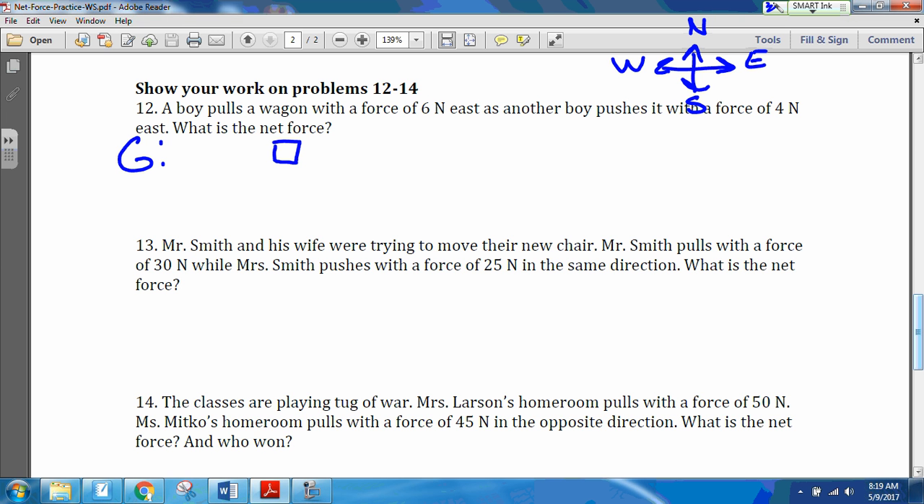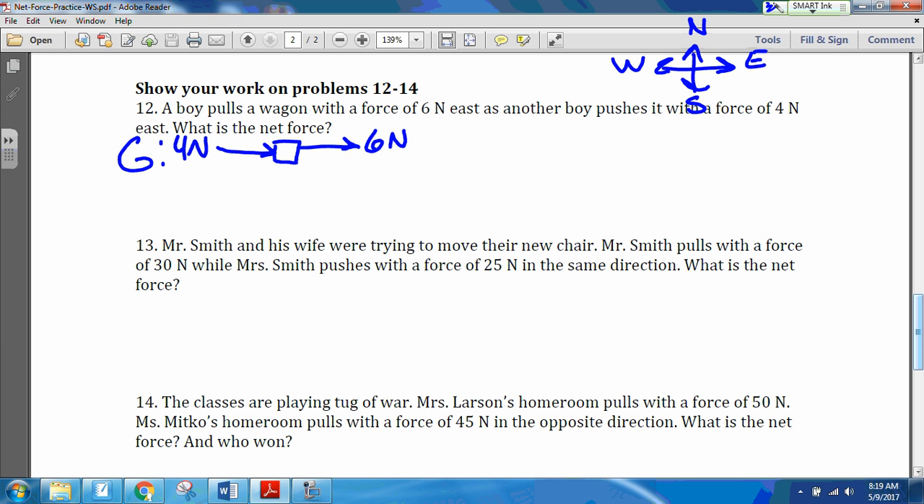Where am I going to draw it? On the left? To the right? The boy's pulling the wagon this way, 6 newtons. Another boy pushes the wagon, so he's going to push on this side, right? So one's pulling, one's pushing, and this one's 4 newtons. Now it's just like the problems that we had up top. Super simple to solve, right?